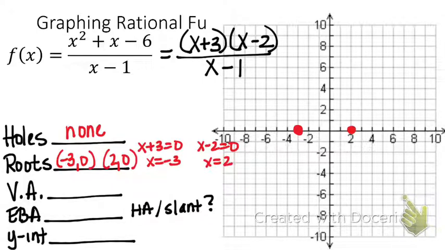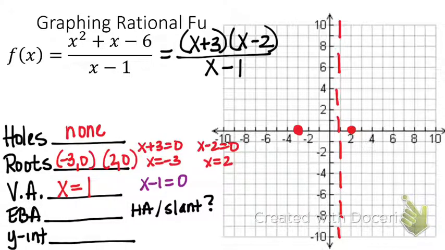Where do you look? The bottom. Set that equal to 0. Take the x minus 1, set that equal to 0, and you get x equals +1. So that is my vertical line that the graph cannot go through. Let's go ahead and draw that in. All right, I'm going to do the end behavior last.